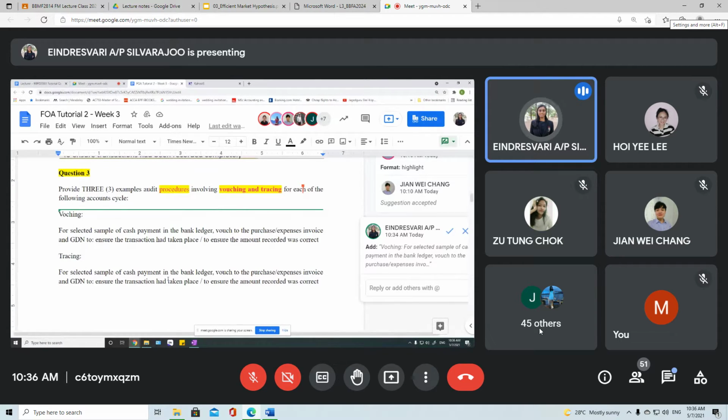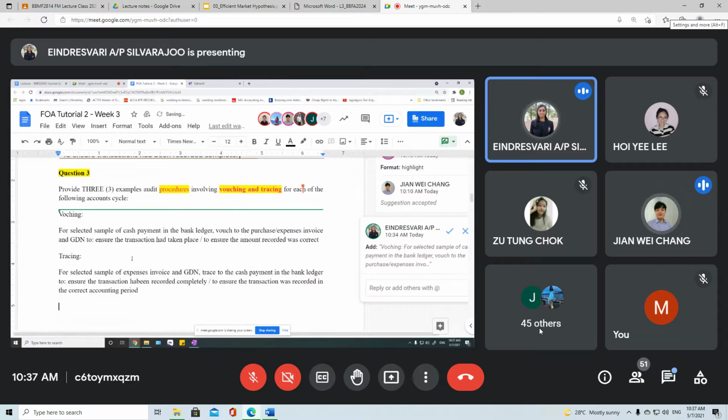For selected sample of expenses invoice and goods delivery note, trace to the cash payment in the bank ledger to ensure the transaction had been recorded completely, or you want to say to ensure the transaction was recorded in the correct accounting period. So far clear? Do you understand?